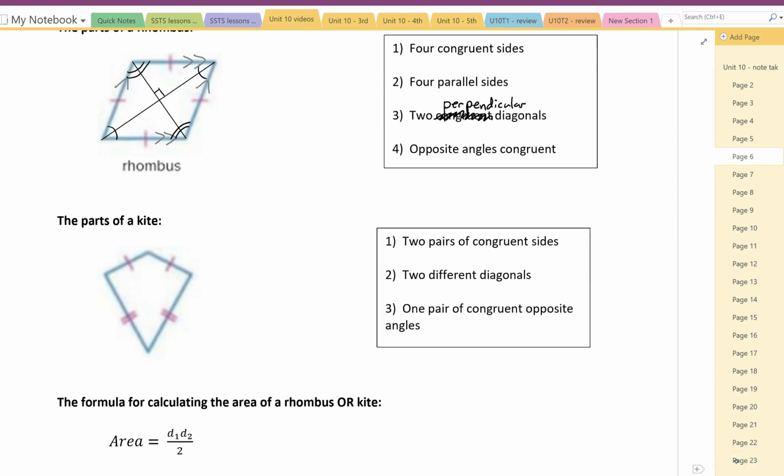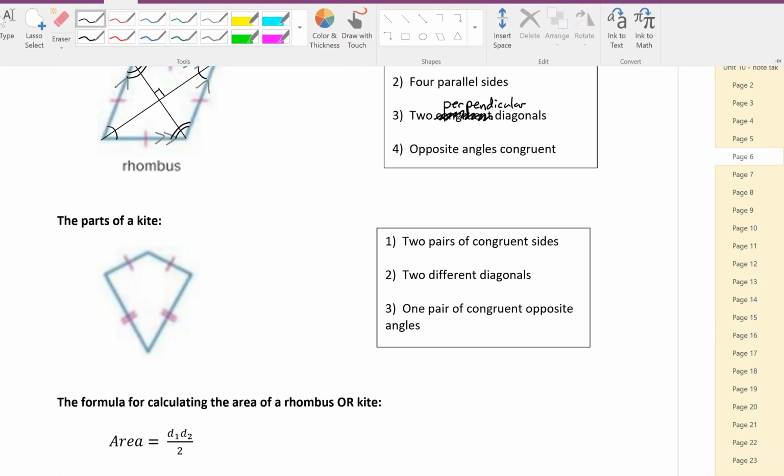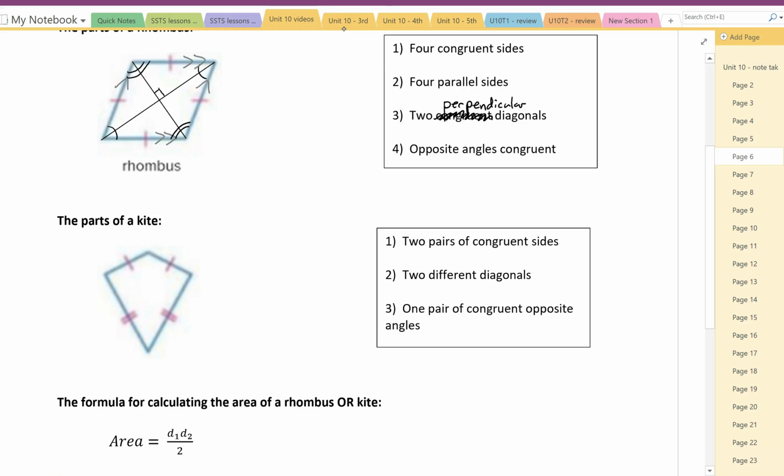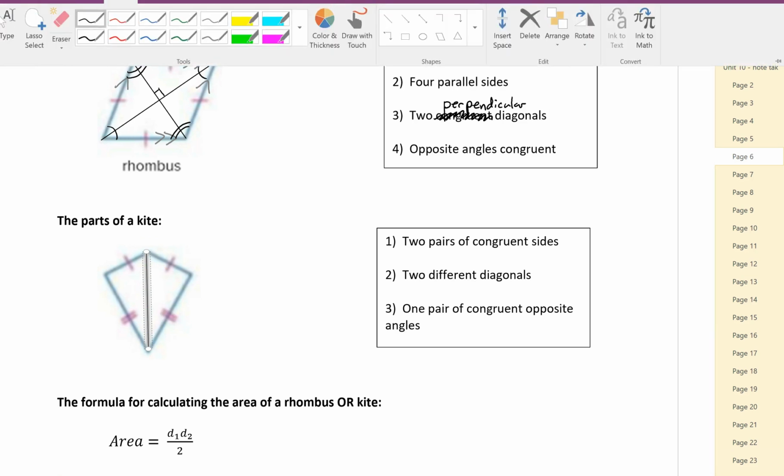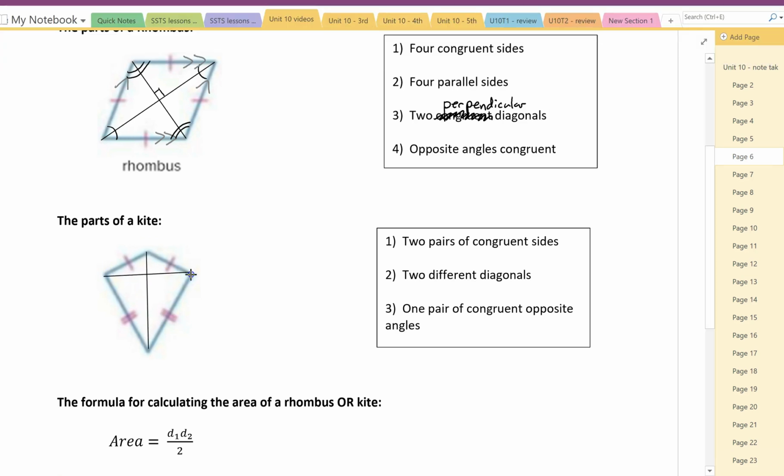This one down here is a kite. So kites have two pairs of congruent sides. So these two short ones are the same length. These two long ones are the same length. They have two different diagonals that are also perpendicular. So this diagonal right here goes from one corner to its opposite. If I draw in the other diagonal, it goes from this angle to its opposite.